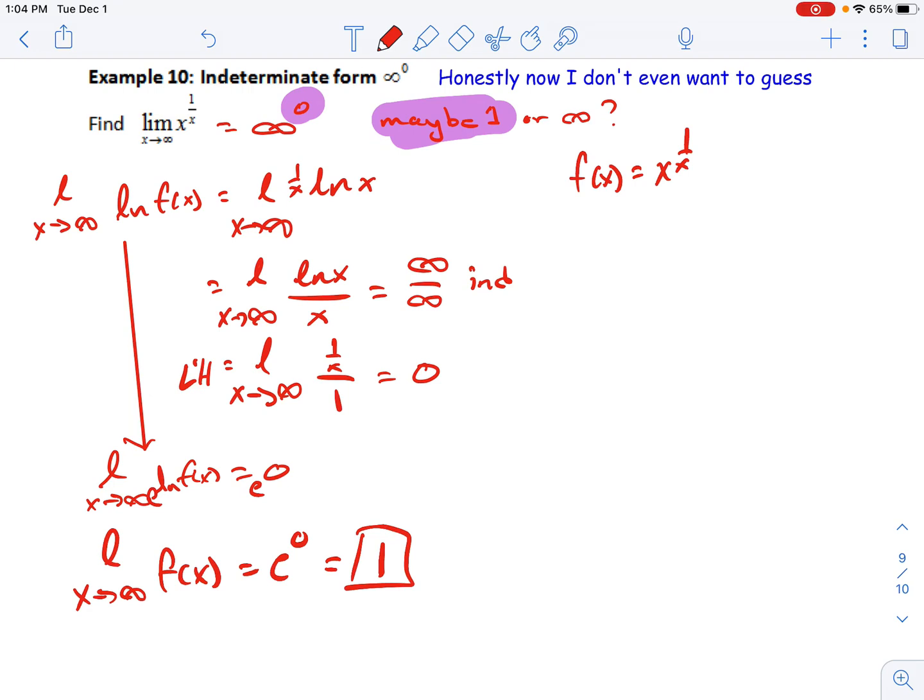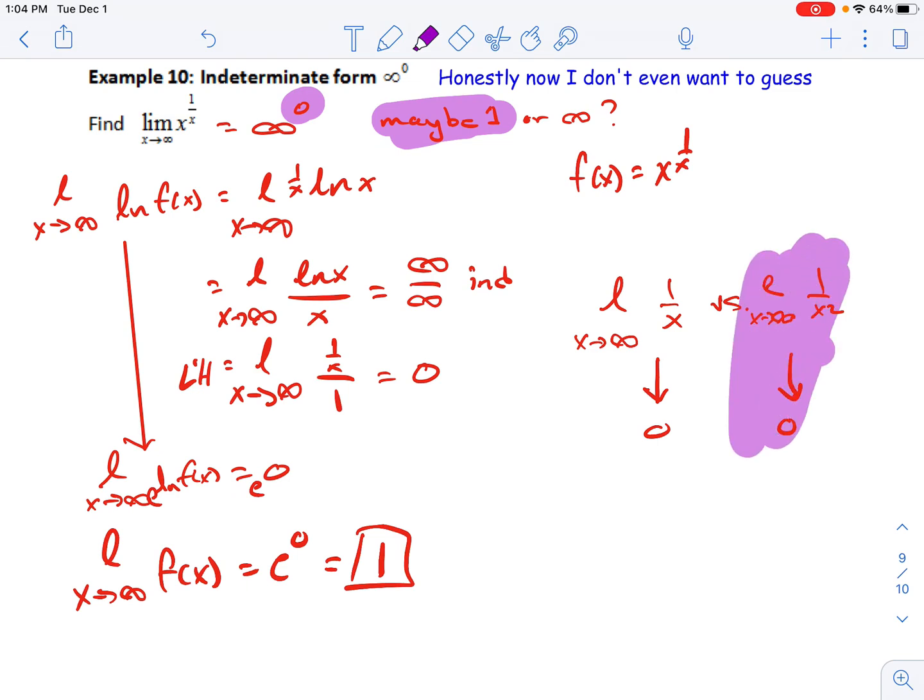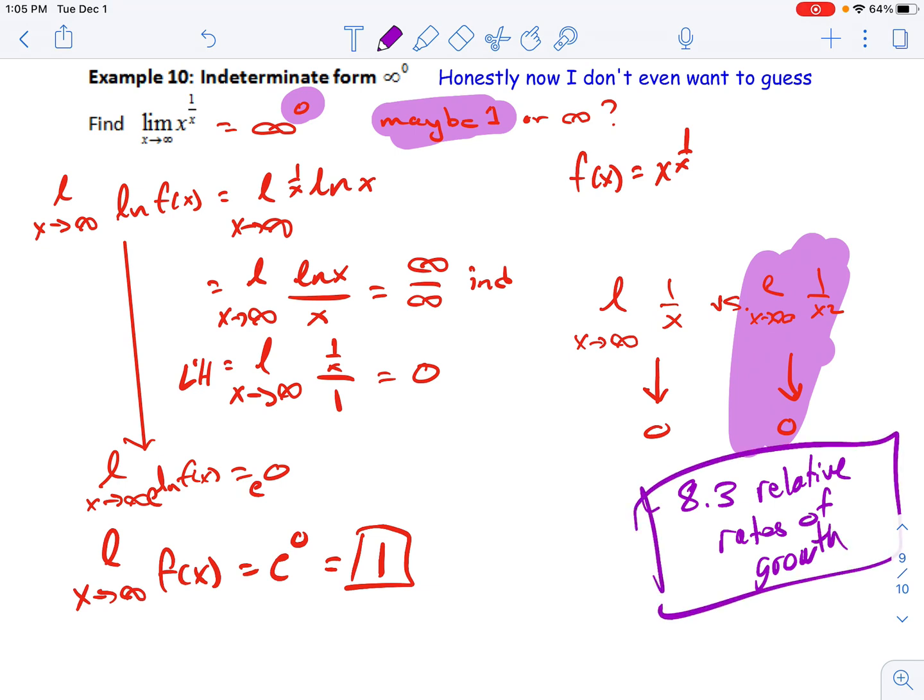And you might say, what? Not all zeros are created equal? Well, take the limit as x goes to infinity of 1 over x versus the limit as x goes to infinity of 1 over x squared, right? They're both 0, but which one gets to 0 first? Which one gets there faster? Clearly, 1 over x squared gets to 0 faster or sooner, right? And actually, interestingly enough, in section 8.3, we will look at relative rates of growth. And we'll ask ourselves, which of these functions has a faster type of growth?